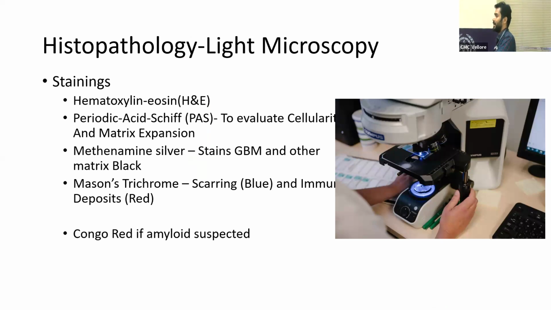So regarding this renal biopsy, three important things: light microscopy, immunofluorescence. These two are needed for all the patients. Electron microscopy is needed in some selective patients. So first is the light microscopy. There are different stains used in light microscopy.